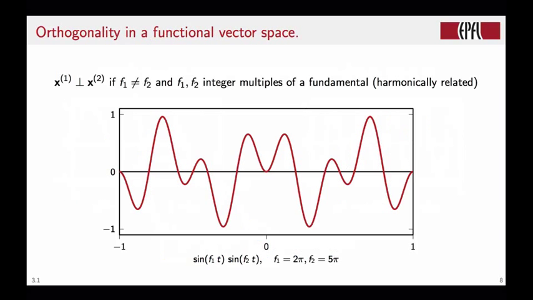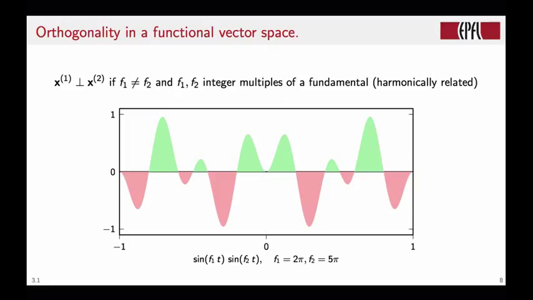Okay? And sure enough, if we multiply the two functions together, we get this red function here. And if the two frequencies, f1 and f2, are integer multiples of a fundamental harmonically related frequency, it will turn out that these two vectors, these abstract vectors x1 and x2, will also be orthogonal to each other. We're going to calculate this. Okay? So we take the product, and then we look at what is positive and what is negative, because we are going to integrate. And we sort of see that for every positive part, this one, we have a negative part.